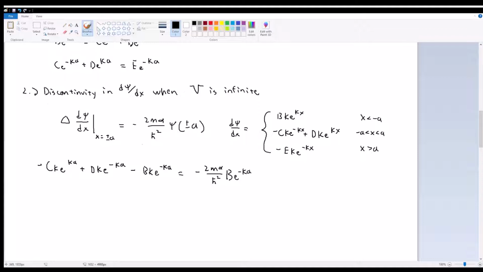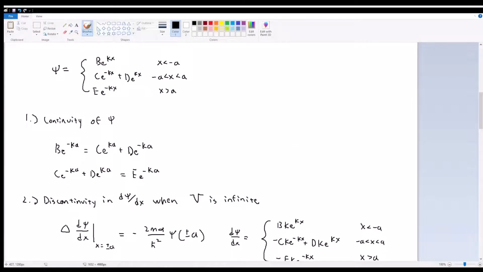I apologize for that. Okay, next one: at x equals positive a, the discontinuity in the derivative is going to be final, which is negative E k e^(-ka), because this time we're plugging in at x equals positive a, minus initial, which is going to be the middle term, so this is going to be plus ck e^(-ka) minus dk e^(ka), where we reverse all the signs at the front here. And this is going to be equal to negative 2mα divided by ħ², and then ψ at positive a, which for simplicity, once again, we'll take as the bottom term, because there's only one here, whereas the c e^(-kx) plus d e^(kx) has two terms. So this is going to be E times e^(-ka).